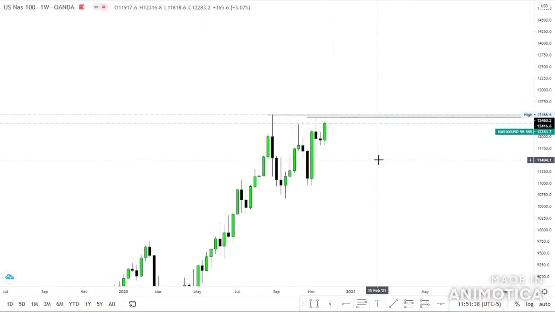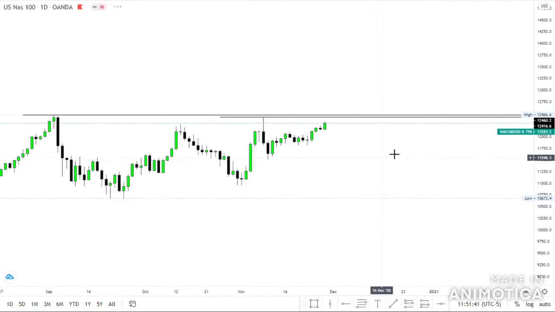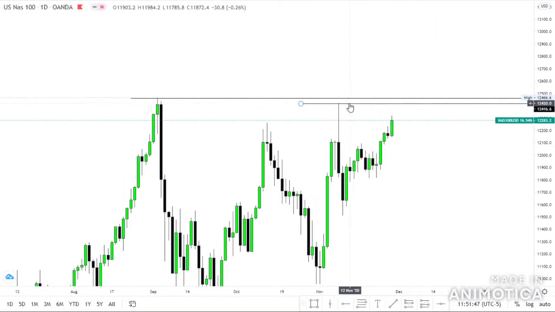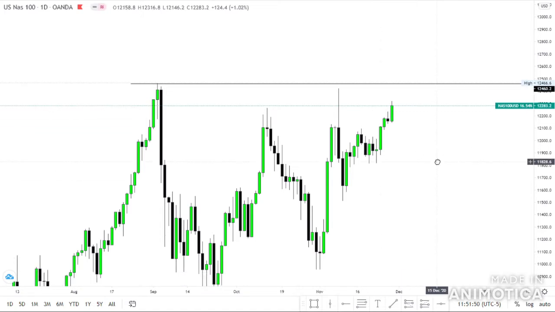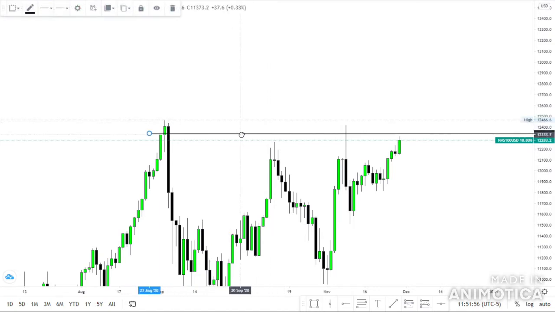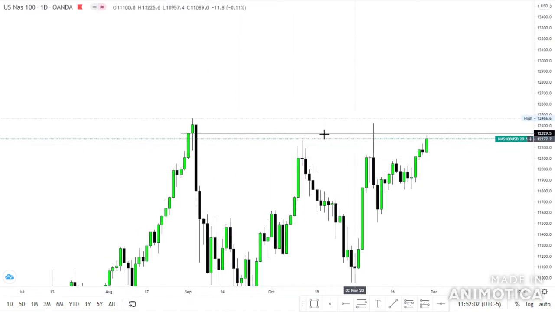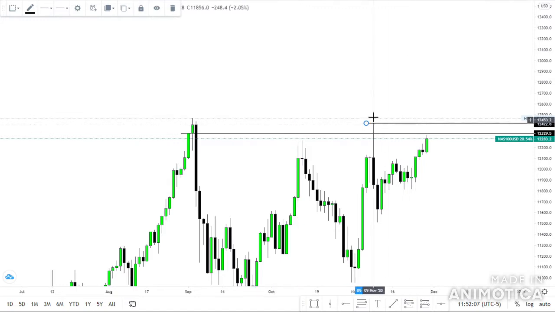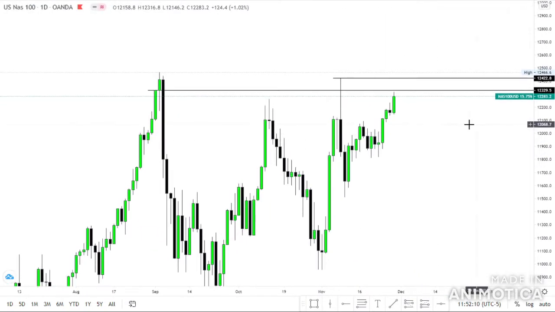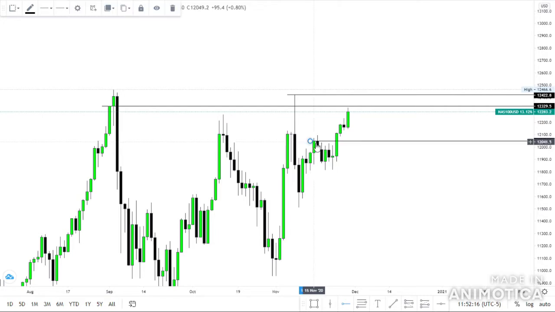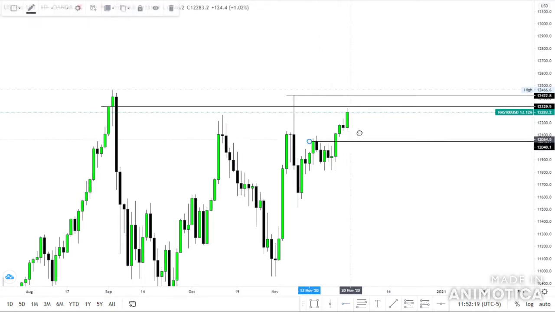All right, let's just head down to the daily time frame and see what's happening here. As you can see, we are approaching these highs right here. So what I will be focusing on for selling would be this area right here, and obviously we got this previous high right here, this one. And we do have some sort of structure right here for longs, in this region right here.